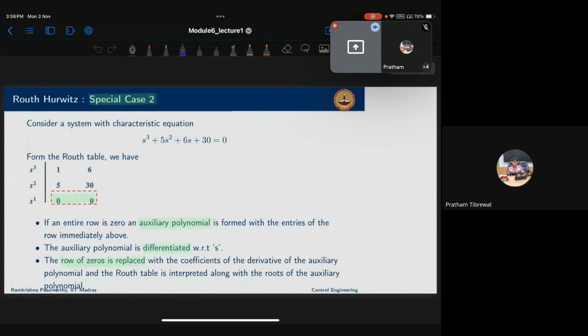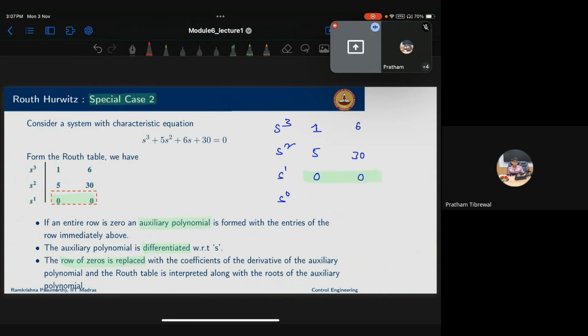Next, special case two. Now you see this example. So we have s cube, s square, s power 1, s power 0. What are the first two rows? 1, 5, 6, 30. Is this clear? Now what is this value going to be? 0, correct? Then this is already a 0. So now you are getting a situation where the entire row is 0, correct?